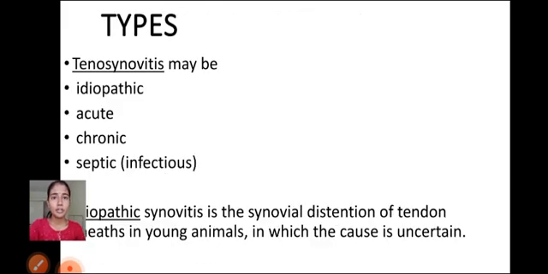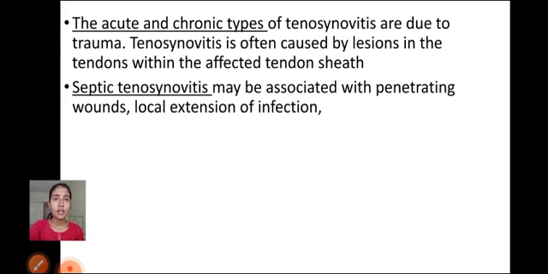Then the types of tenosynovitis. First one is idiopathic, second acute, and then chronic, and then septic, which is most infectious. Idiopathic synovitis. It is a synovial distension of the tendon sheath in young animals in which the cause is uncertain. Then acute and the chronic types of tenosynovitis. These are due to the trauma. Tenosynovitis is often caused by the lesions in the tendon within the affected tendon sheath.